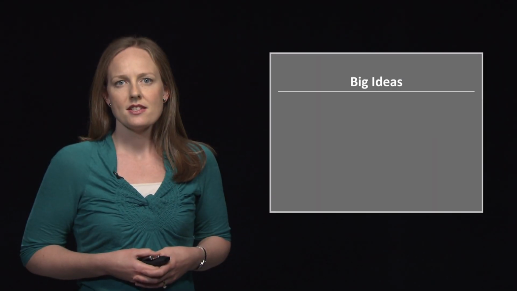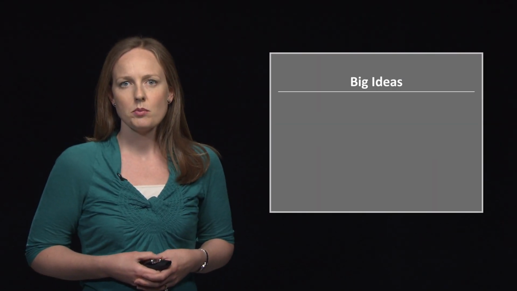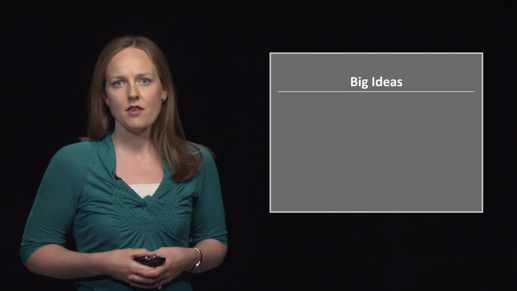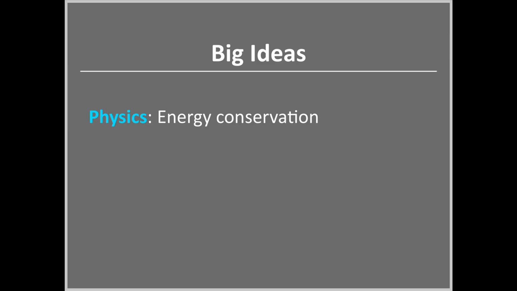Now that you've had a chance to brainstorm your ideas on your discipline's big ideas, I will share a few example big ideas for several different disciplines. One big idea in physics is energy conservation, meaning that energy is conserved and is minimized at equilibrium, although it is subject to relevant constraints.